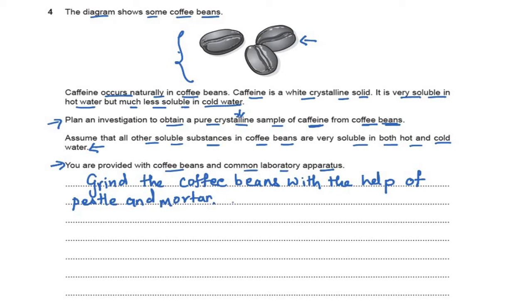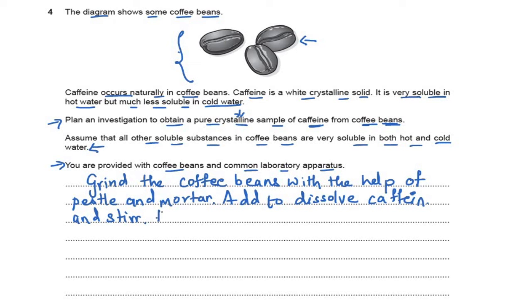After being ground, what we are going to do is add water to dissolve the solids. Add water to dissolve caffeine. Even if the other soluble substances dissolve, that doesn't matter. Add water to dissolve caffeine and stir. Stirring or mixing is possible. So stir.